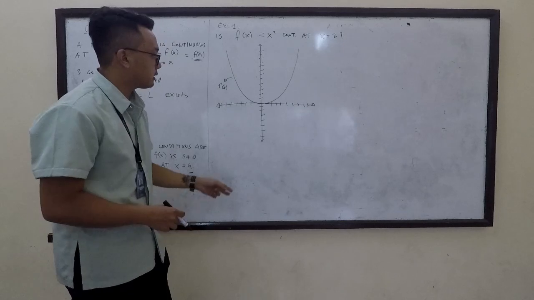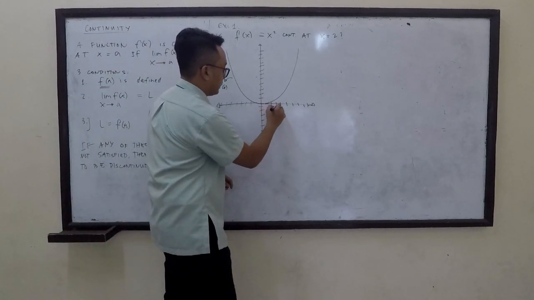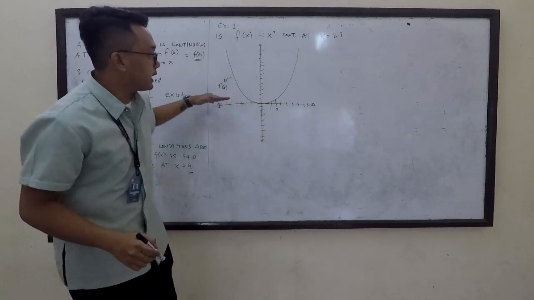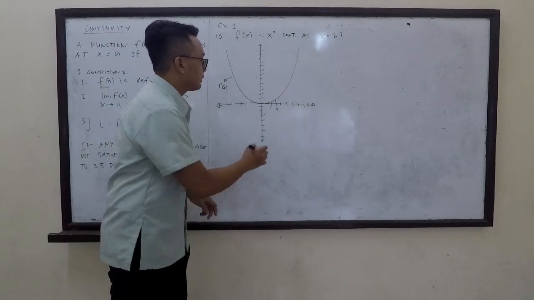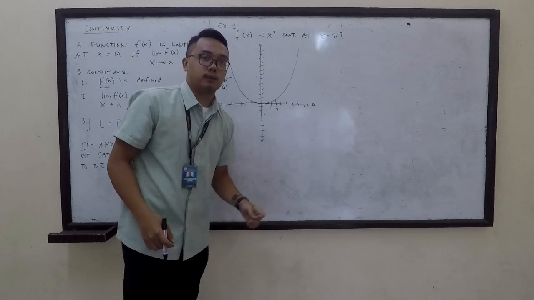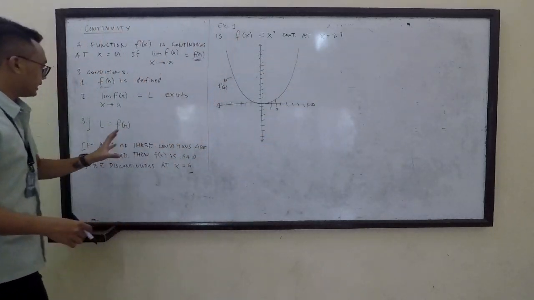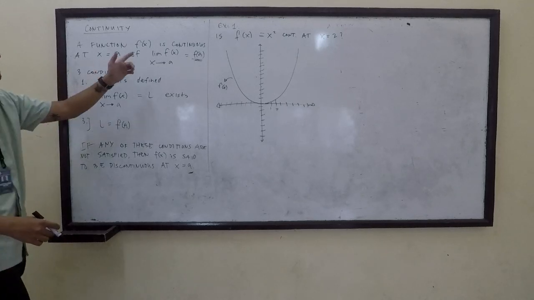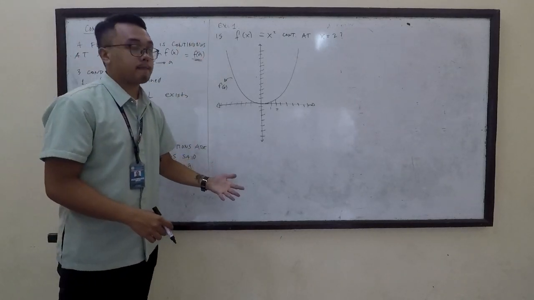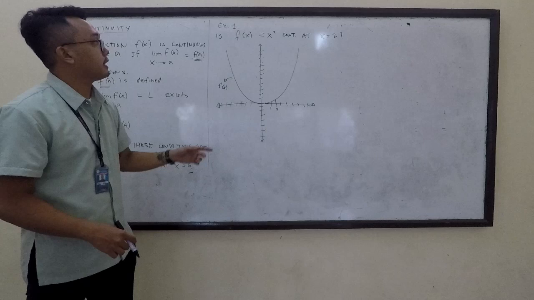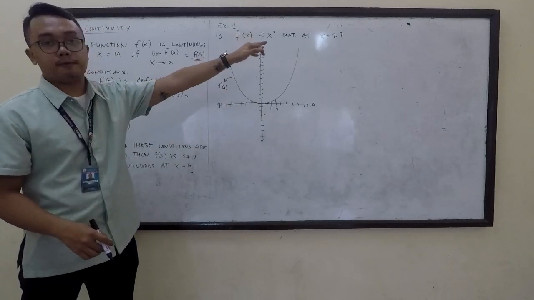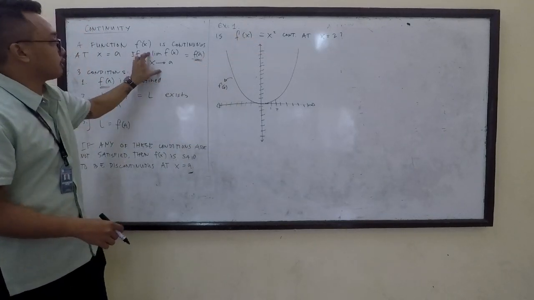So, for example, this is 2, after 1 and 2. Since you can trace it along the line without lifting, it means our function is continuous at x equals 2. And then, by using these three conditions, to better check that the function is continuous at x equals 2, we use the limits.